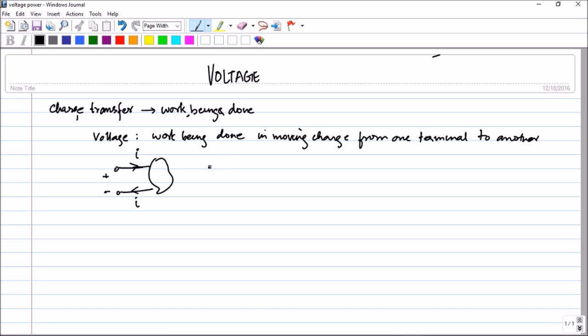Now, the voltage is usually, as I have told you, joules per coulomb. It has a unit of volts, it is simply termed as V.